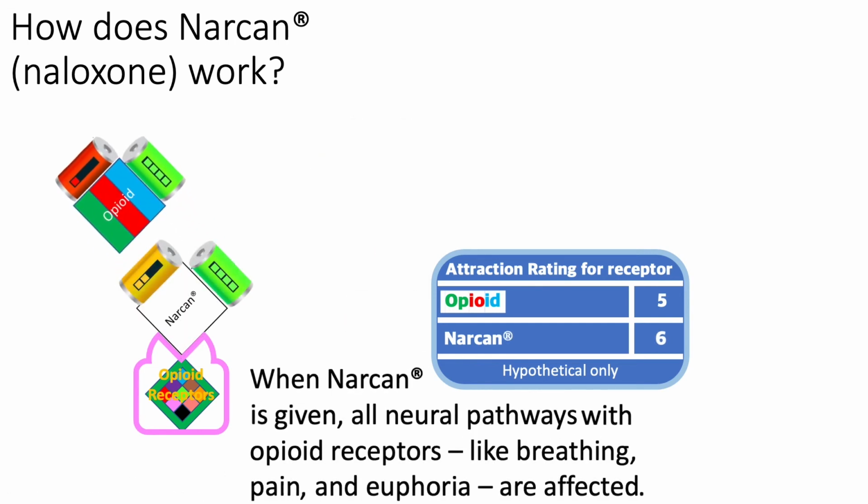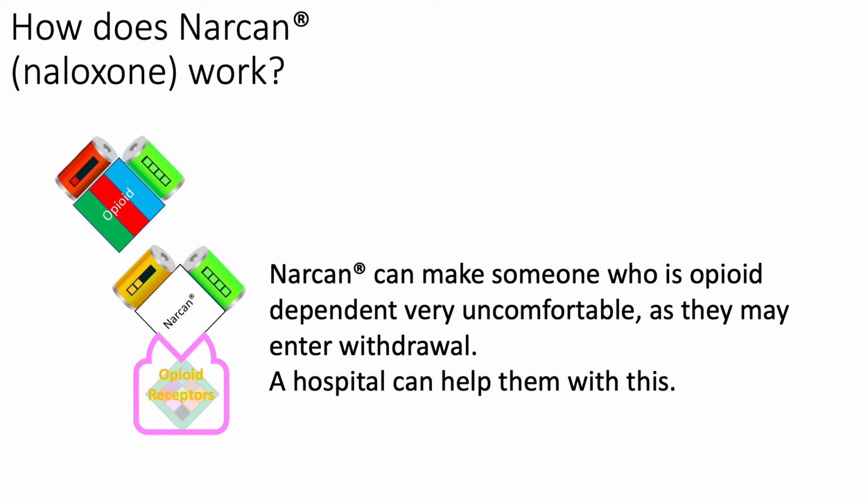Narcan blocks the effect of opioids on euphoria, digestion, itchiness, and all the rest. Because of this, an opioid-dependent person may begin to feel very uncomfortable when given Narcan after an overdose. They may try to leave, and they may try to find more opioids.